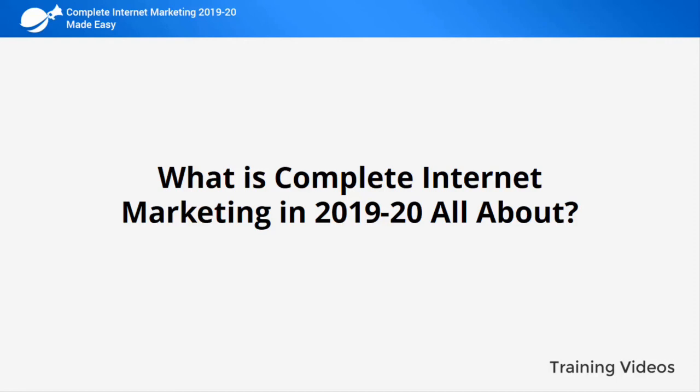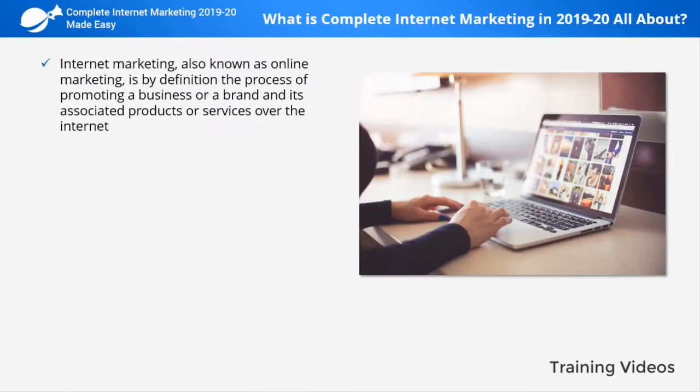What is complete internet marketing in 2019 and 2020 all about? Internet marketing, also known as online marketing, is by definition the process of promoting a business or brand and its associated products or services over the internet. The goal of internet marketing is to generate traffic, leads, and sales.